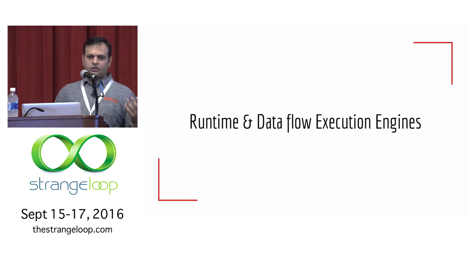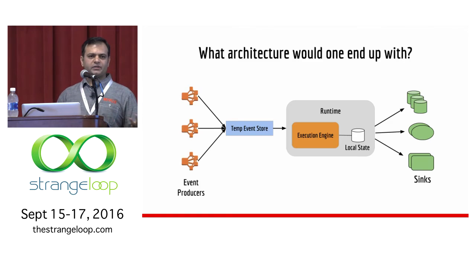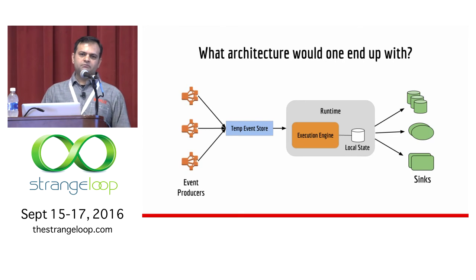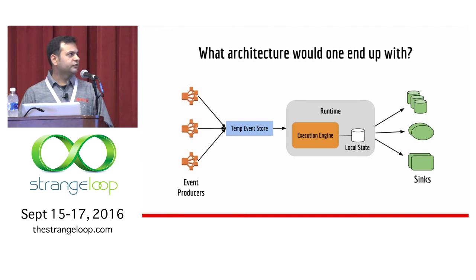So let's look at what runtime and execution engines we have at our disposal to deal with this problem. At a high level, if you were to do a back of the napkin design of it, you'd end up with something like this. You need something to buffer your events so that in the event of your producer going away, in the event of failures in your processing system, you have a way to get back to your data so you don't lose it. And you can use systems like Kafka, Kinesis, PubSub, you name a system that works for you.